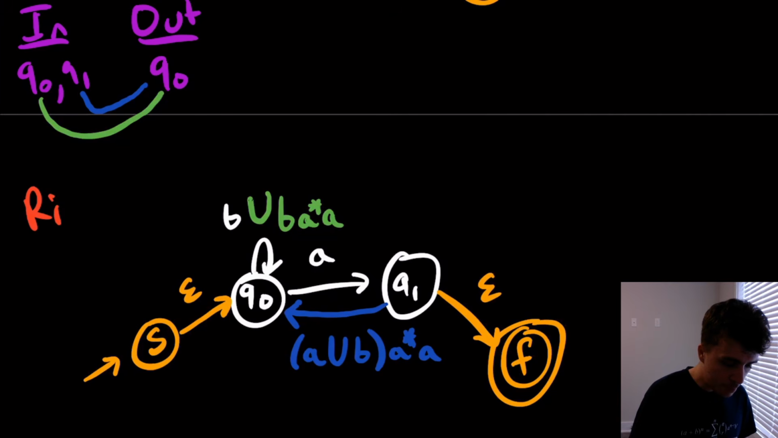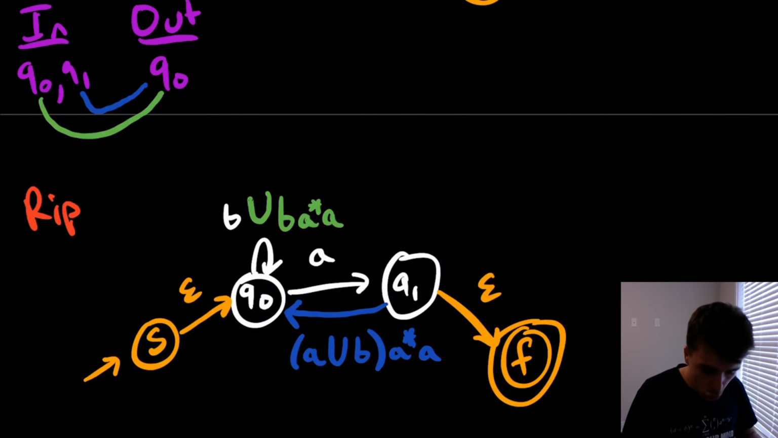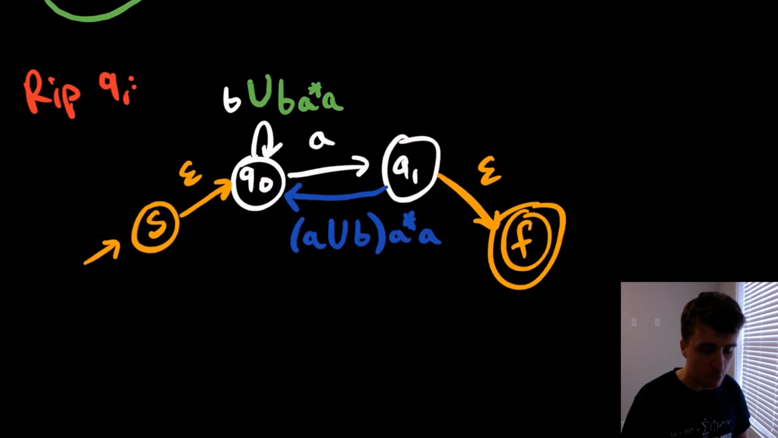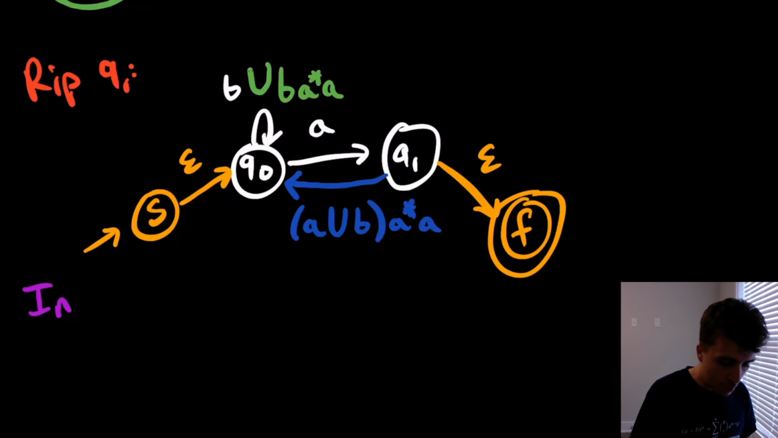So now we've got to rip another state. Again, we can pick any one of the two states. It doesn't actually matter which one we pick, so let's pick Q1. I just pick it randomly. It doesn't actually matter which one I pick. So again, we have to have our in and out list.